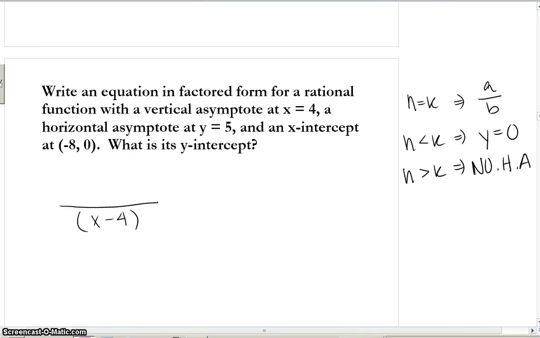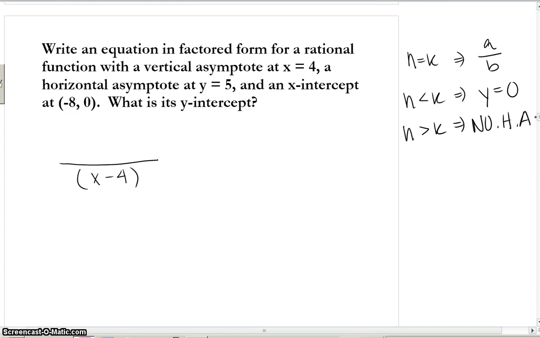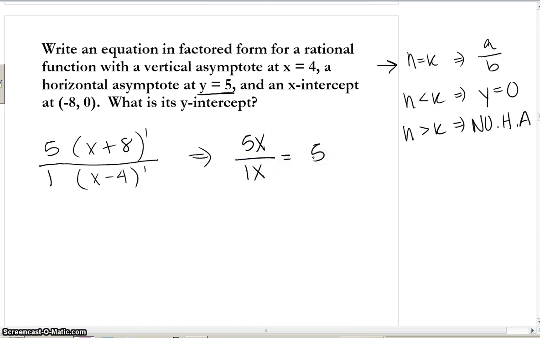So we have no horizontal asymptote. So the only way that we could get x equals 5 is if we have this scenario here, right? Which means that our ratio is going to have to be 5 over 1. And we have an x-intercept at -8, which means we have an x plus 8 up on top, which makes sense, right? This is a 1, this is a 1, so that's like saying 5x over 1x, right? Our horizontal asymptote is still 5 because of that ratio. Our n and our k are equal to each other.